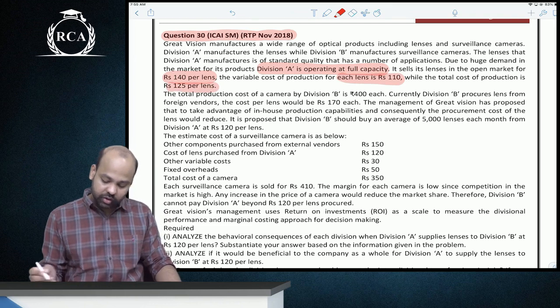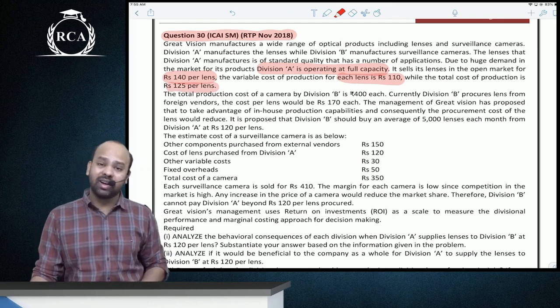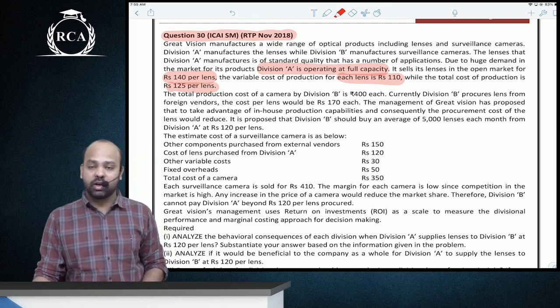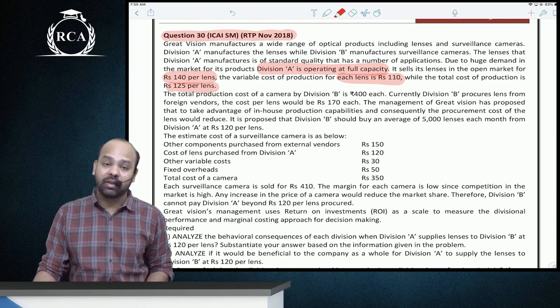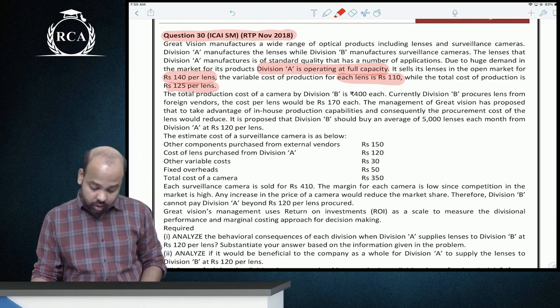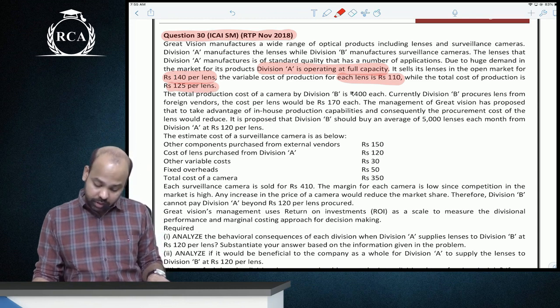Total cost of production is 125. The variable cost of production is 110. Total cost of production is 125 including apportionment of fixed cost, whereas the selling price of the lens is 140 rupees. The total production cost of a camera by Division B is 400 rupees.